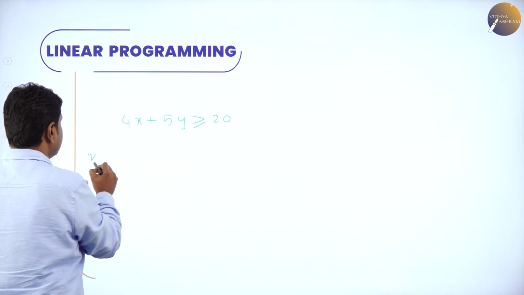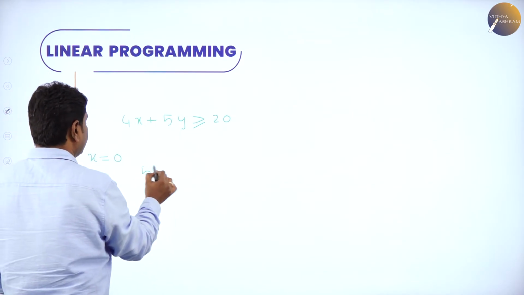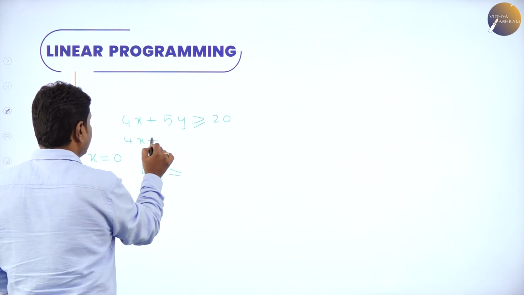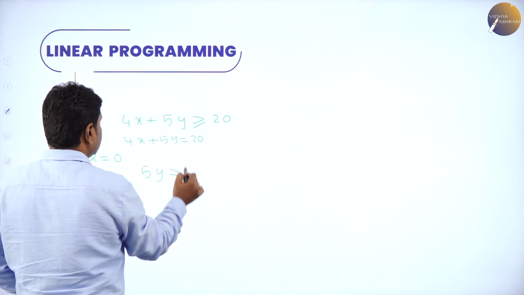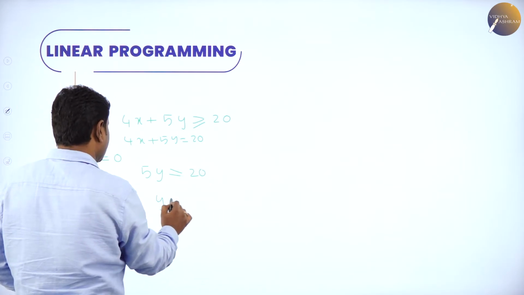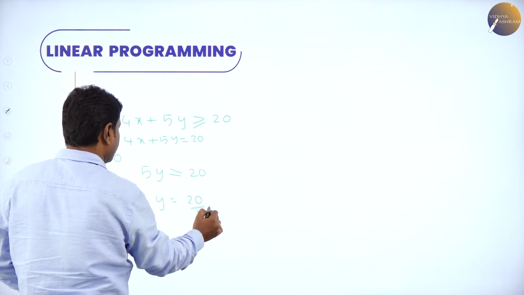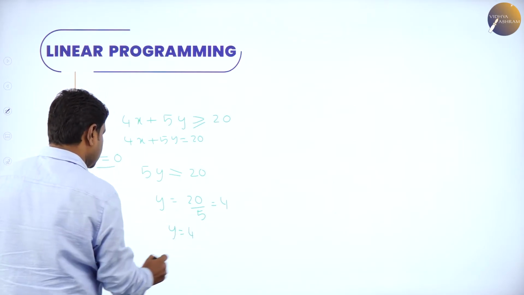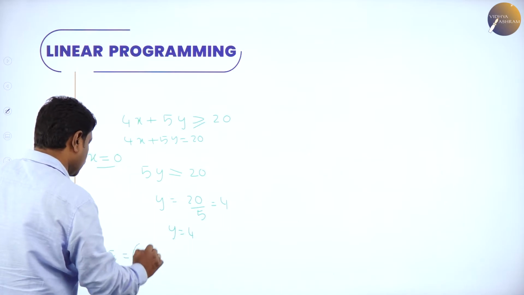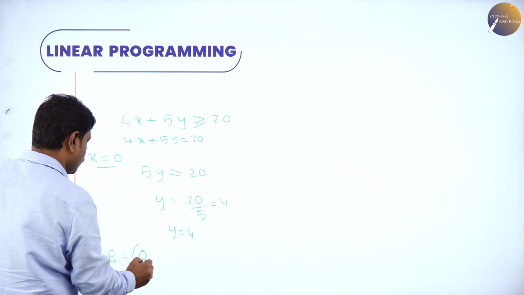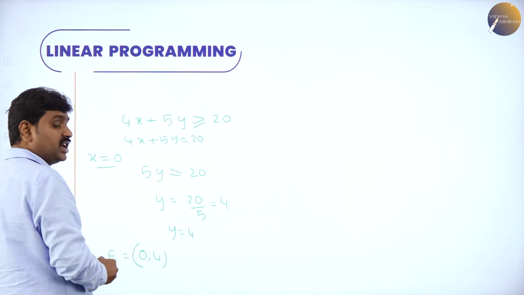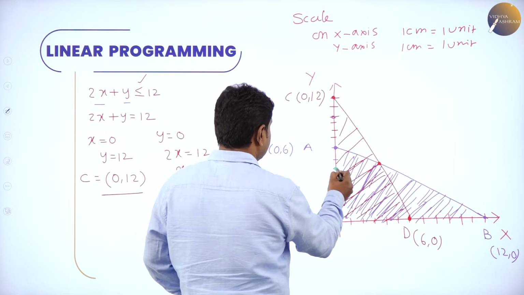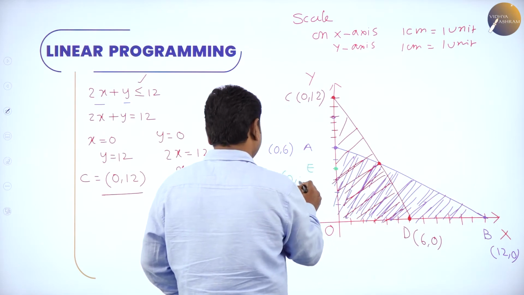So I'll choose x as 0. If I put x as 0, I'll get 5y. 4 times 0 is 0. So to draw a line, equate it to 20. So 5y equal to 20, or y equal to 20 divided by 5, that is 4. So now you got a point, x is 0, y is 4. So after C, D, we say point E. E is 0 comma 4, a point on the y axis: 1, 2, 3, 4. This is E, 0 comma 4.